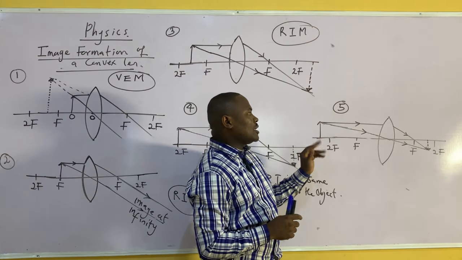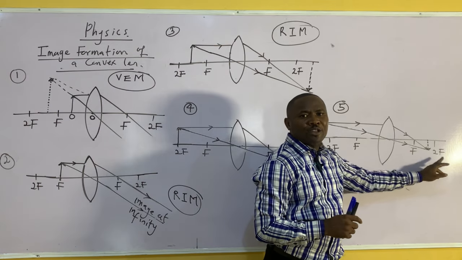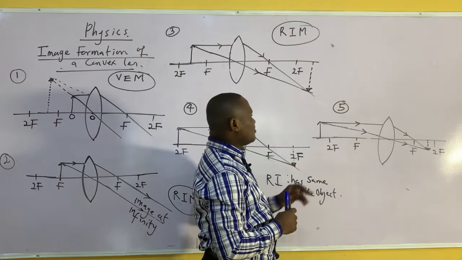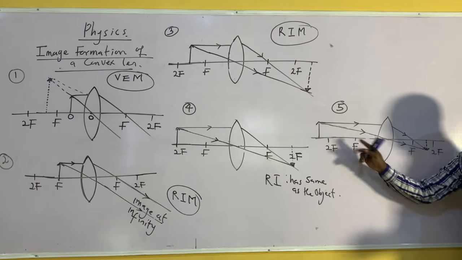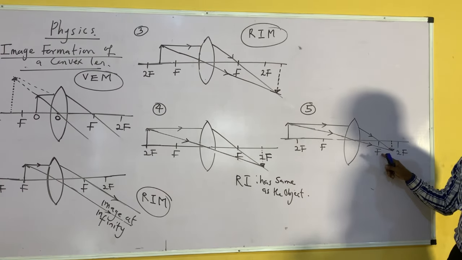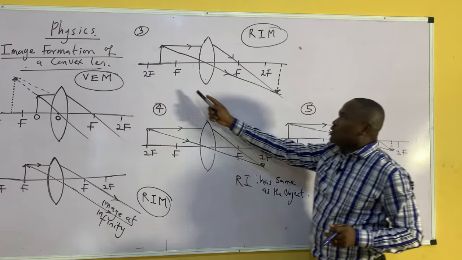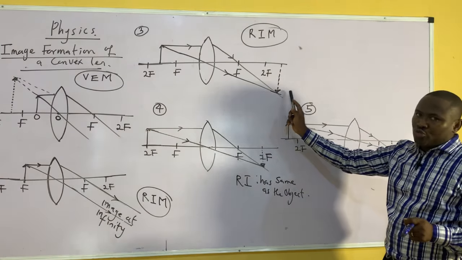If the object is placed beyond 2F, the image is formed between F and 2F. Object beyond 2F, now look at this very well. Object beyond 2F, image is between F and 2F. Look at this: object between 2F and F, image is beyond 2F.